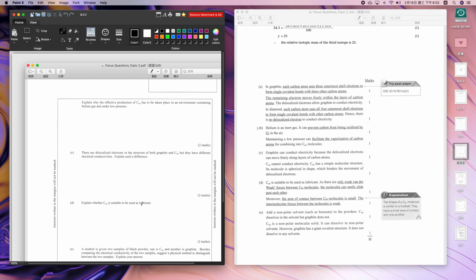Part D, even if you cannot find the explanation why C60 can be used as a lubricant, you may consider the structure of graphite, because graphite can be used as a lubricant. Similarly, if you refer to the marking scheme, you can see that we may use the concept that molecules in C60 can slide easily over each other as the explanation.